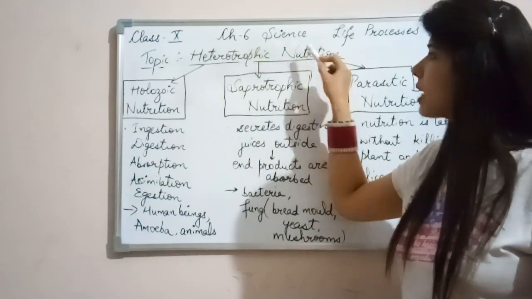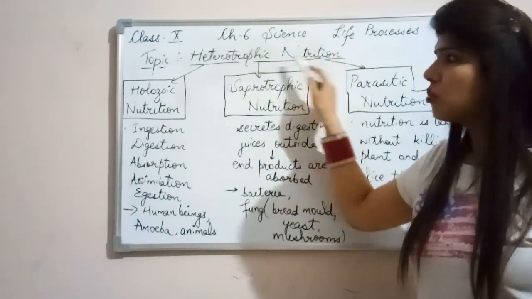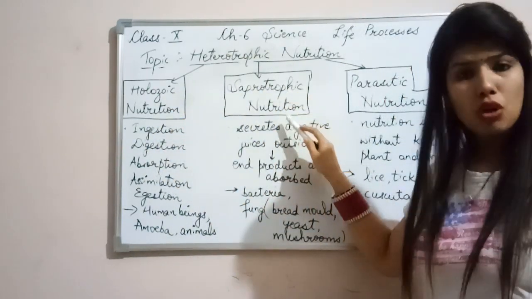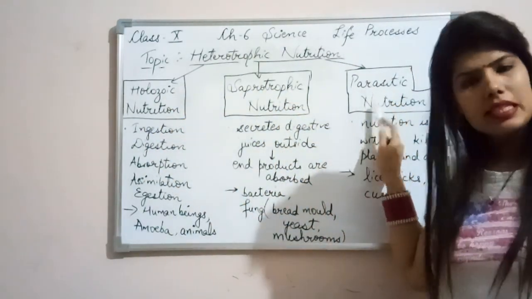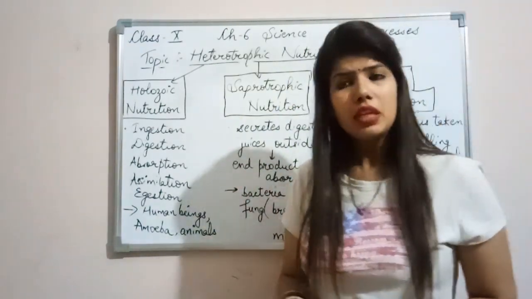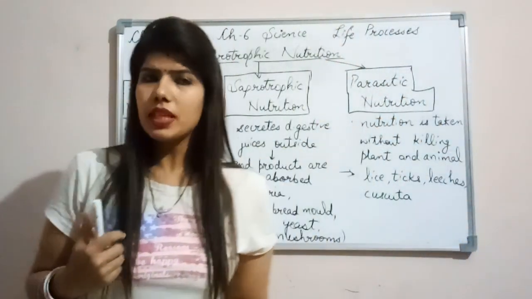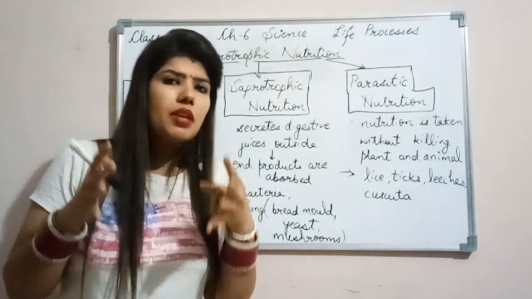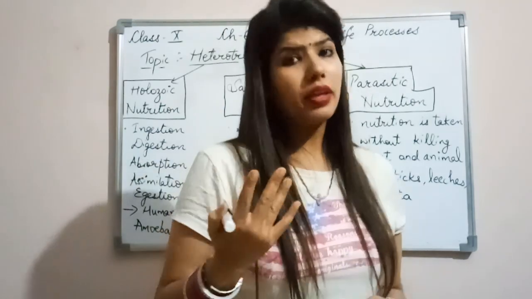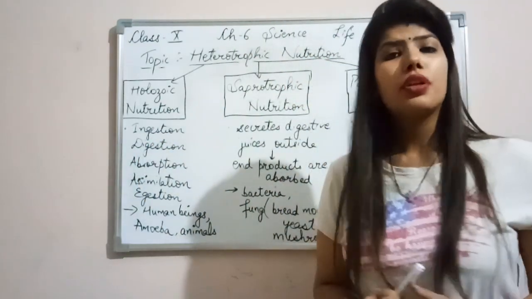Moving on further with this type of nutrition. Now this nutrition is further of three types: holozoic nutrition, saprotrophic nutrition and parasitic nutrition. Before talking about these three types of nutrition, let us know about this thing also. Each organism is in an environment and we all are adapted to our environment. So accordingly we have different types of nutrition.